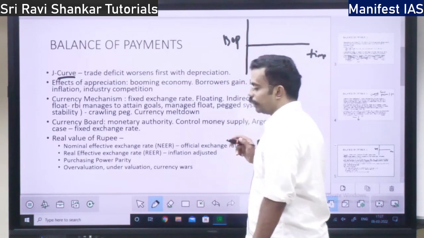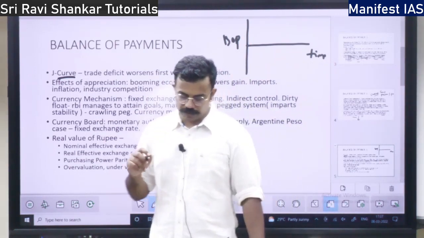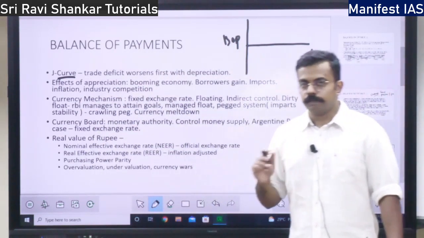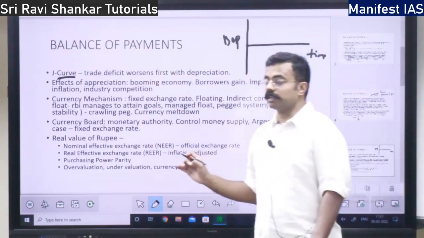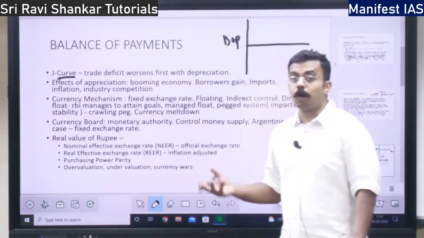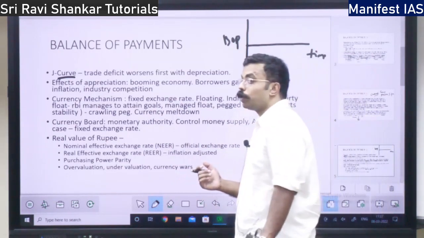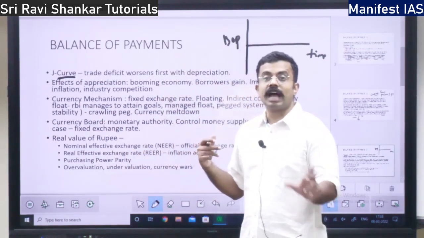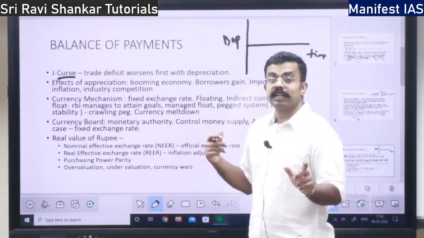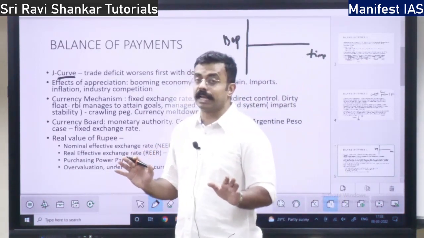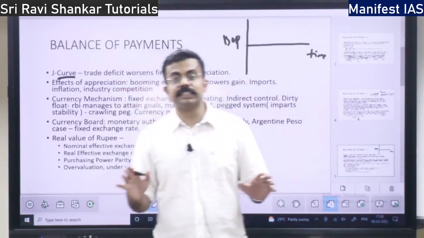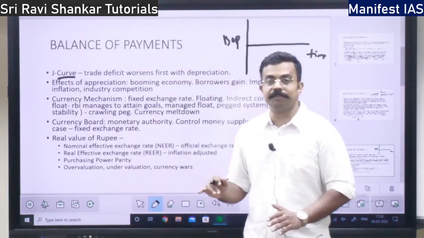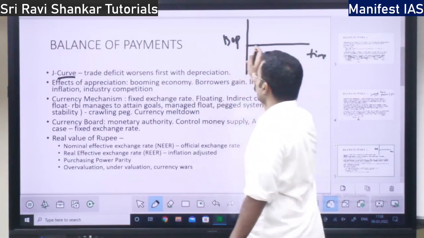See, first depreciation happens, right? When depreciation happens, what happens first? When the currency depreciates, 75 rupees Indian currency becomes 85 rupees. What happens? Immediately our imports will become costly, so our trade deficit will increase. Exports take some time to show the effect. Essential imports, petroleum, gems, all those things will become costly, and therefore there will be a trade deficit. When there is a trade deficit, there is a balance of payment deficit.